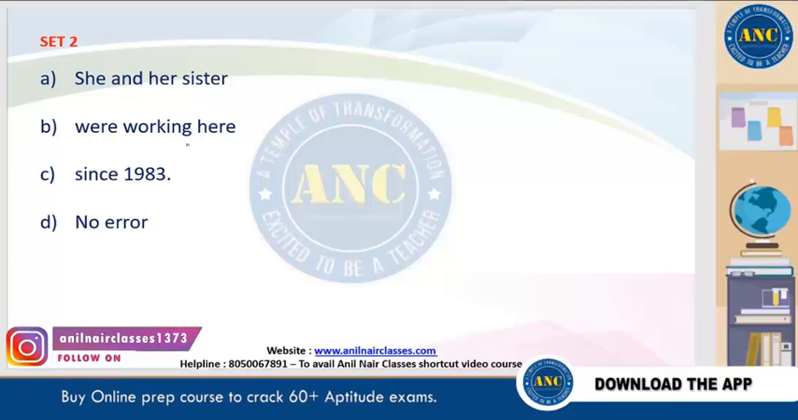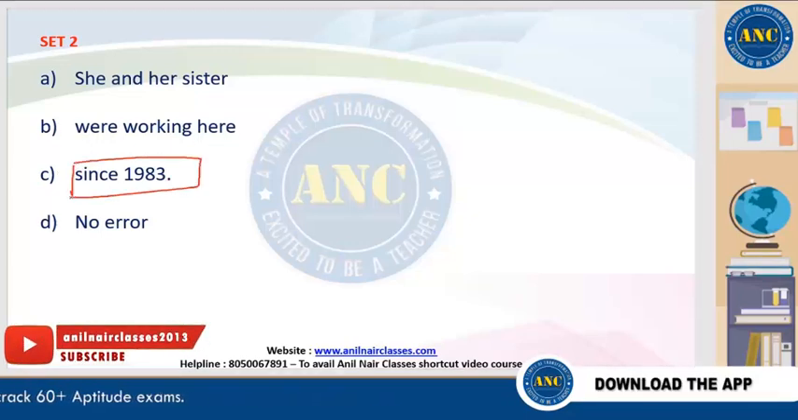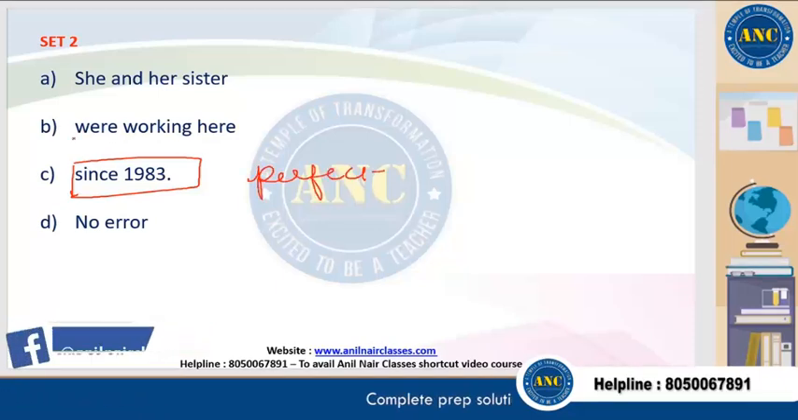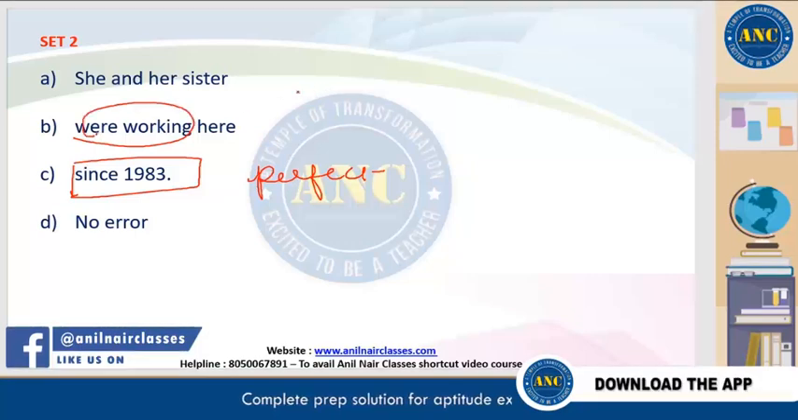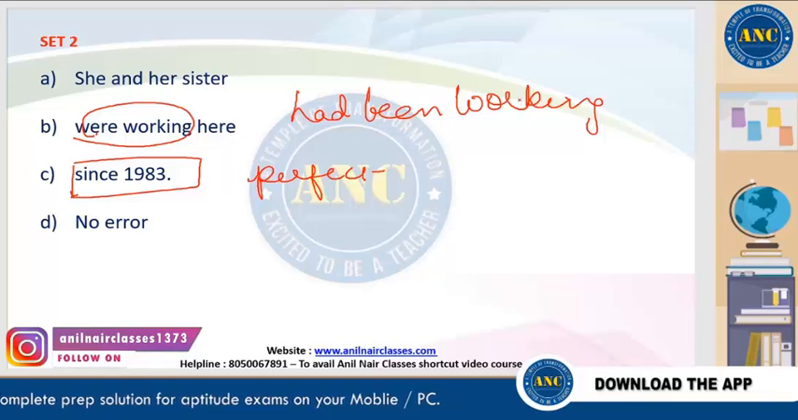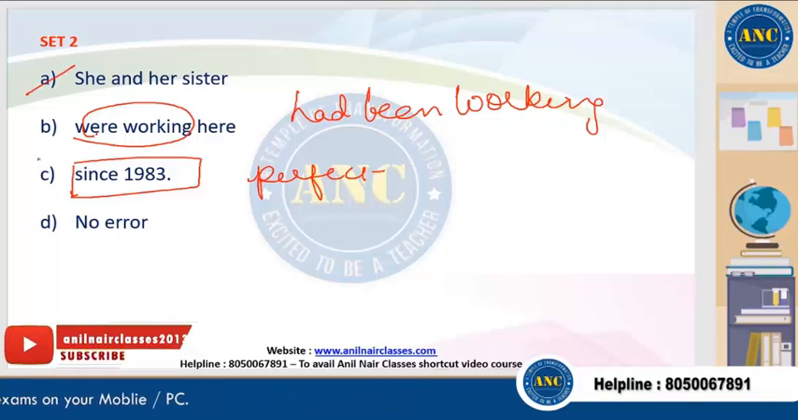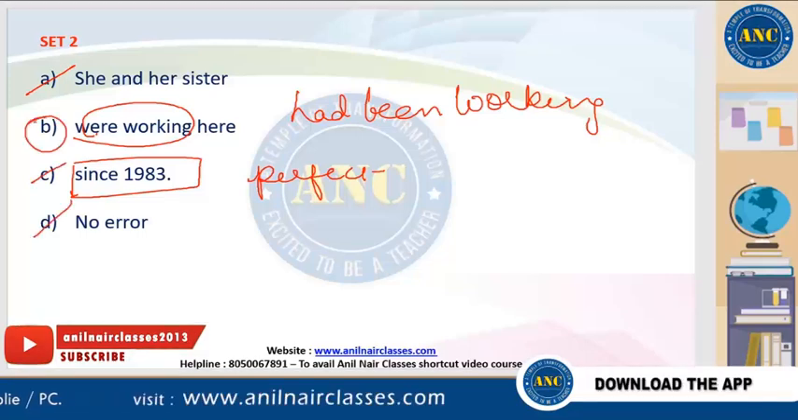She and her sister were working here since 1983. So since is given, which means we need the perfect tense. So it should not be "were working". It should be "had been working". Always remember when you have "since" and "for", the perfect tense will be used. So get rid of A, C and D. Mark B as the right answer.